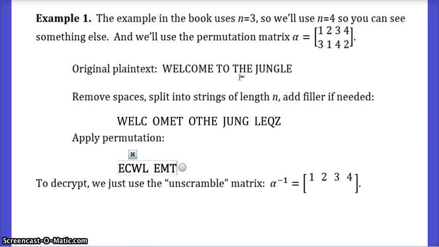The first letter goes, let's do this again. The first letter goes to the third position. The second letter goes first. The third letter goes fourth, and the fourth letter goes second. It was the first letter that went third.